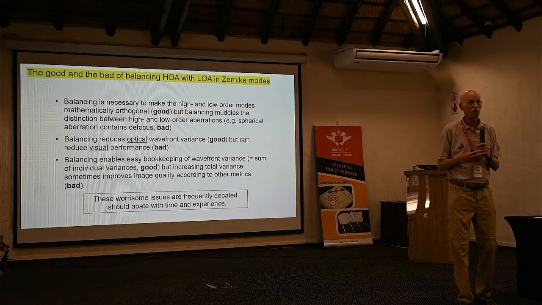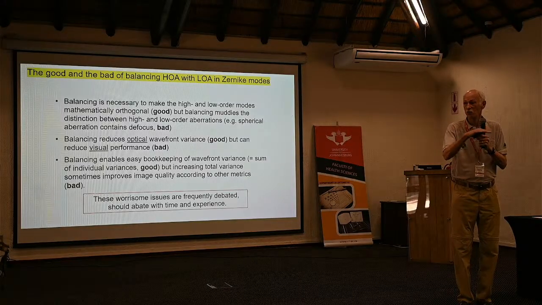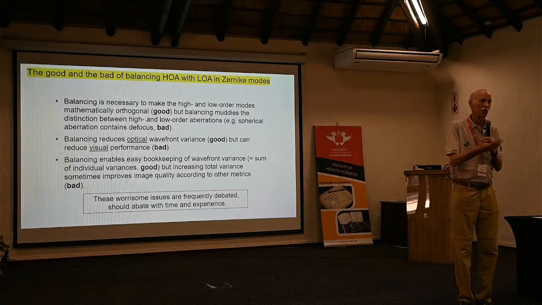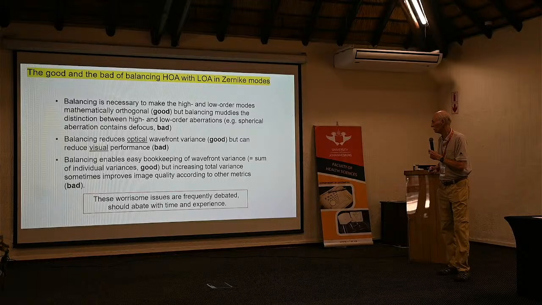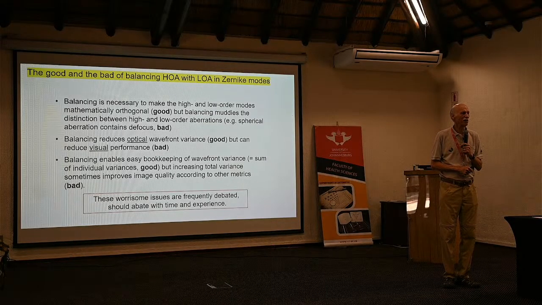So you're better off for vision of having the middle of the pupil with almost very little wavefront error over that central area, and let most of your wavefront variance go out near the margins of the pupil. That actually produces a better image, produces better vision, and by some metrics, produces better image quality as well. So there are some worrisome issues that are frequently debated. And my feeling is that these worrisome issues, we will slowly come to understand what they are through experience.